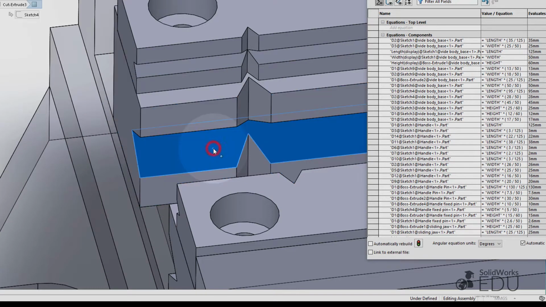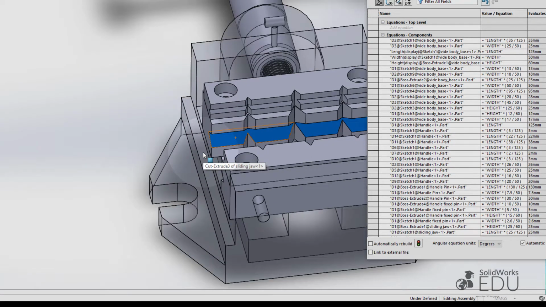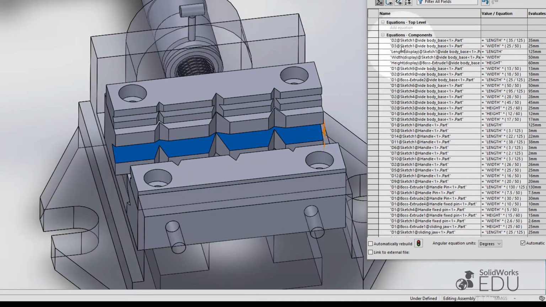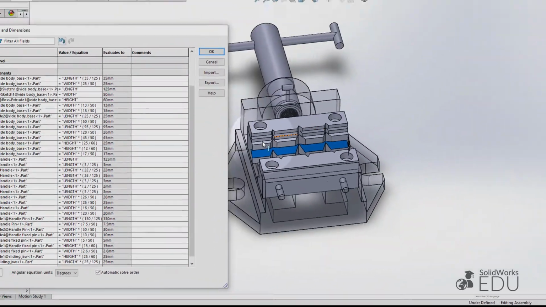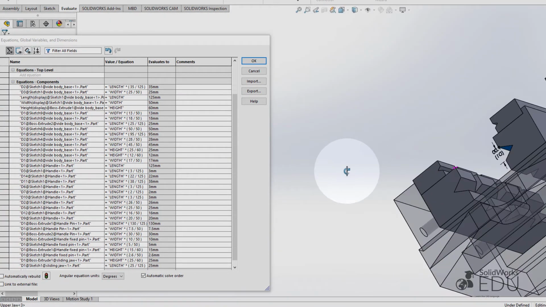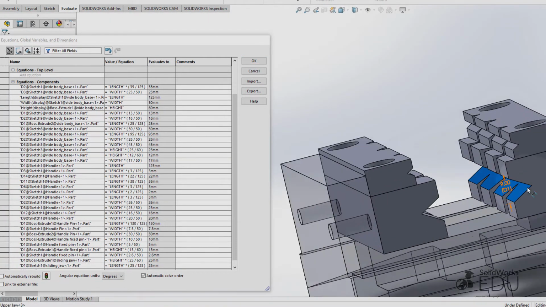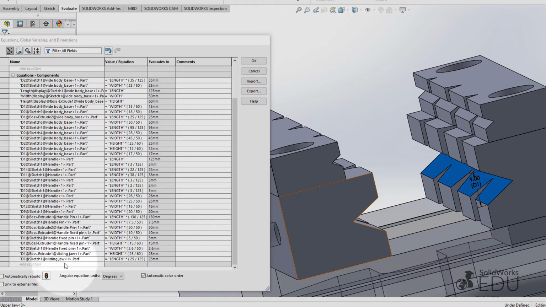Now double click here. Add equations, select this value, height times parentheses 9/60.